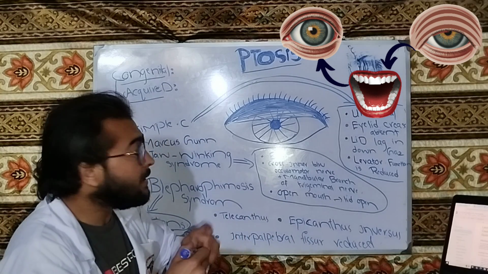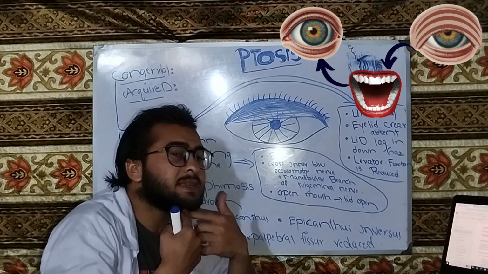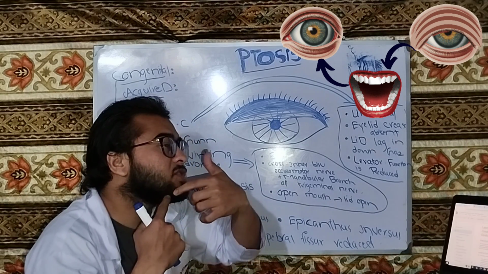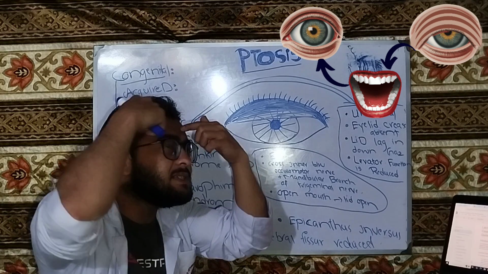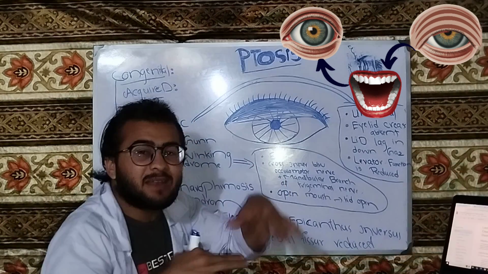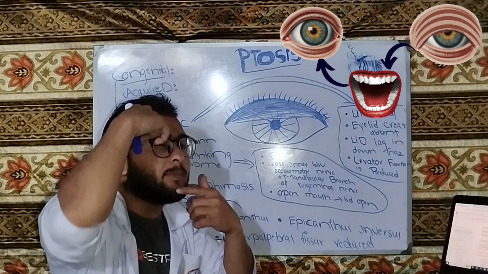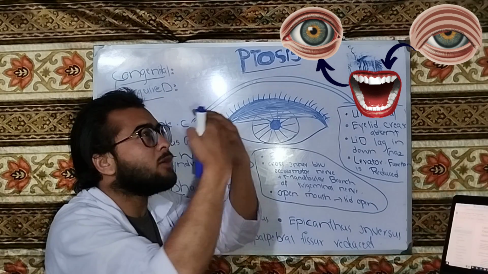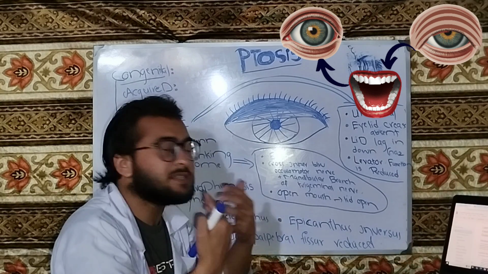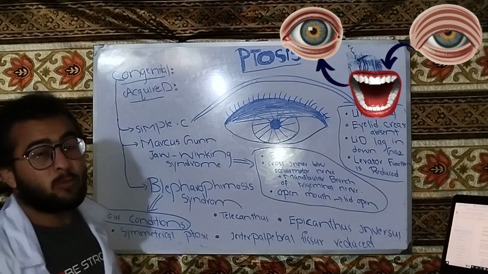So what is happening is that the oculomotor nerve now supplies the muscles of mastication, and the mandibular branch supplies the levator palpebrae superioris muscle. So there is cross innervation. The mandibular branch goes to the levator palpebrae superioris muscle, and the oculomotor nerve now goes to the muscles of mastication. So this cross innervation causes this type of ptosis.